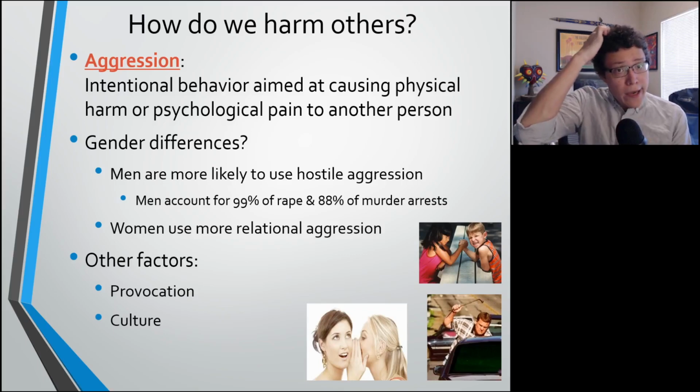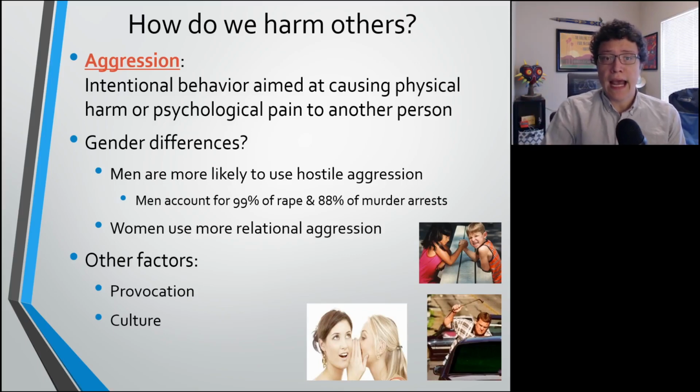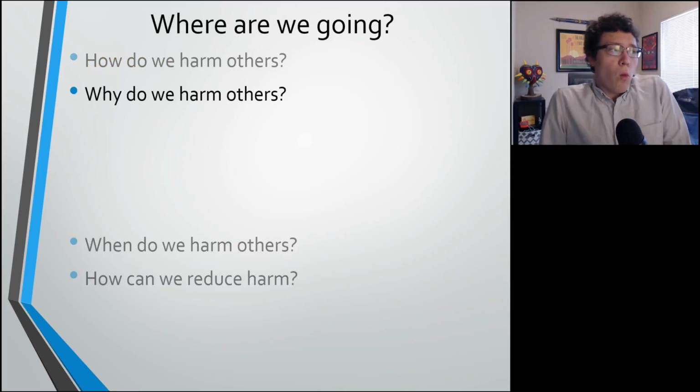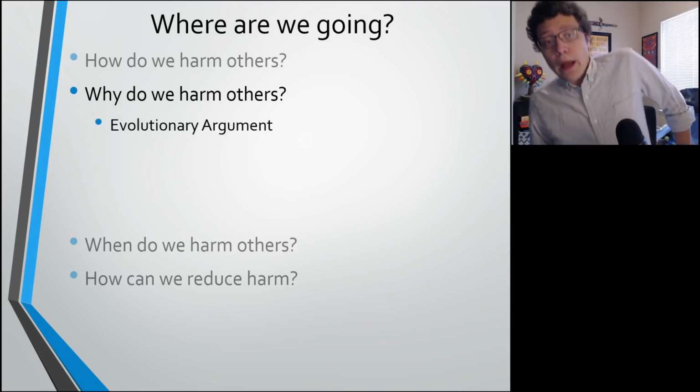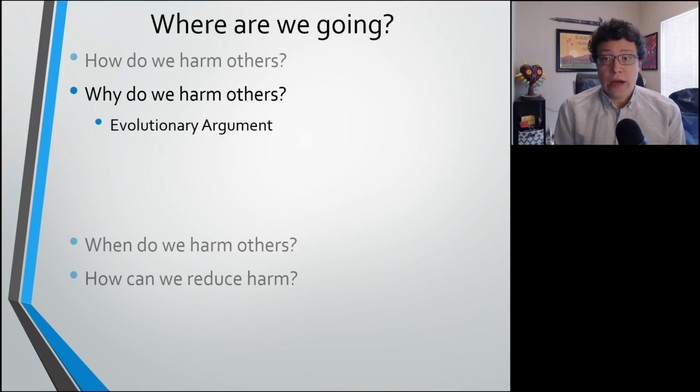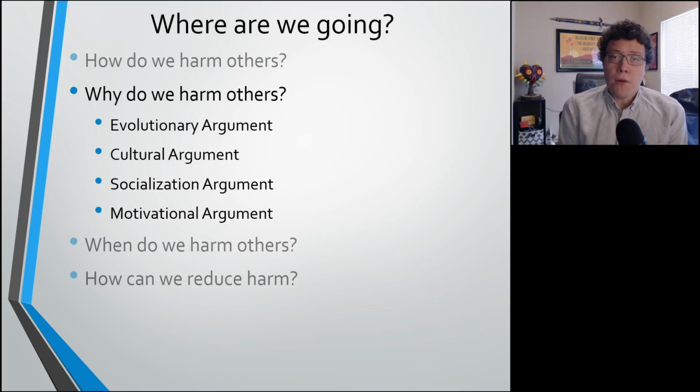Think about how anger and aggression manifest themselves, and how these are not super cut and dry. What causes somebody to be angry or aggressive might be something that somebody else lets roll off their back, so there are a lot of other factors here. But when we talk about why we harm others, there are legitimate reasons to be aggressive. One argument is an evolutionary argument. Another is a cultural argument, a socialization argument, or a motivational argument. So why do we harm others? Let's talk about these 4 different arguments or theories for why we might harm others.